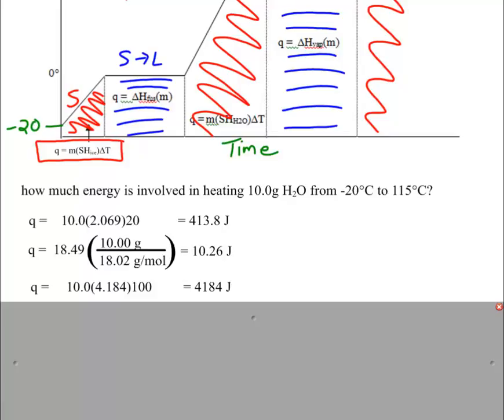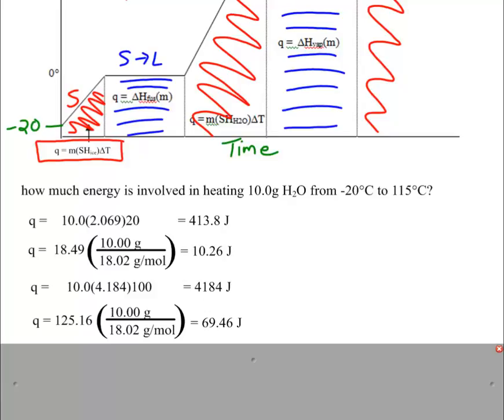Now I hit the phase change from liquid to gas. I'm going to boil the water. So, next equation. Heat of vaporization for water is 125.16 joules per mole. So I'm going to take, again, my 10 grams, divide by the formula mass, get to those moles of water again, and I'll find out how much heat energy is required to go from liquid to gas for water at 69.46 joules. Last step, I'm going to take that vapor now from 100 degrees Celsius to 115 degrees Celsius. So single phase, back to my specific heat equation.